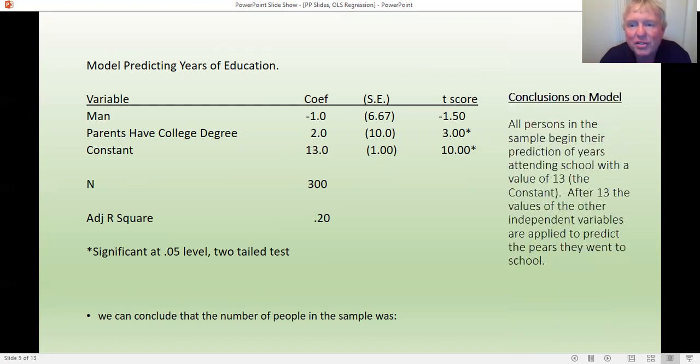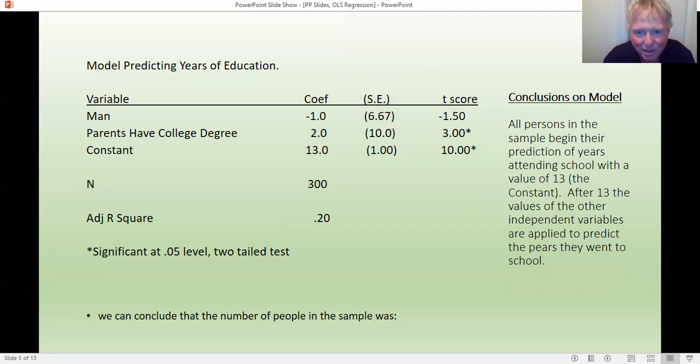All persons in the sample begin their prediction of years attending school with the value of 13. That's the constant. So after the 13, the values of the other independent variables are applied to predict the years that they went to school. After 13, I have a typo there. After the 13, the values of the other independent variables are applied to predict the years, not the peers, the years that they went to school.